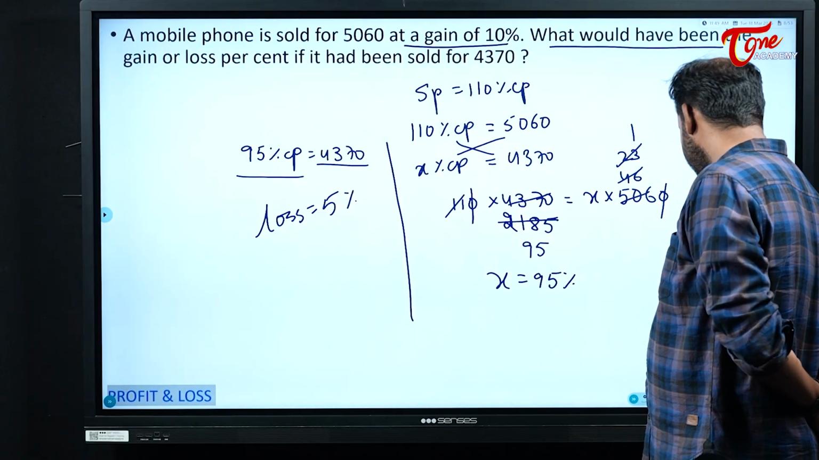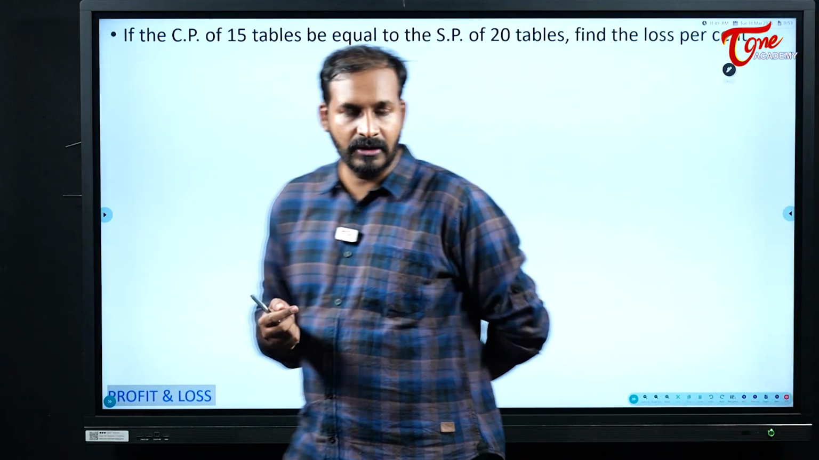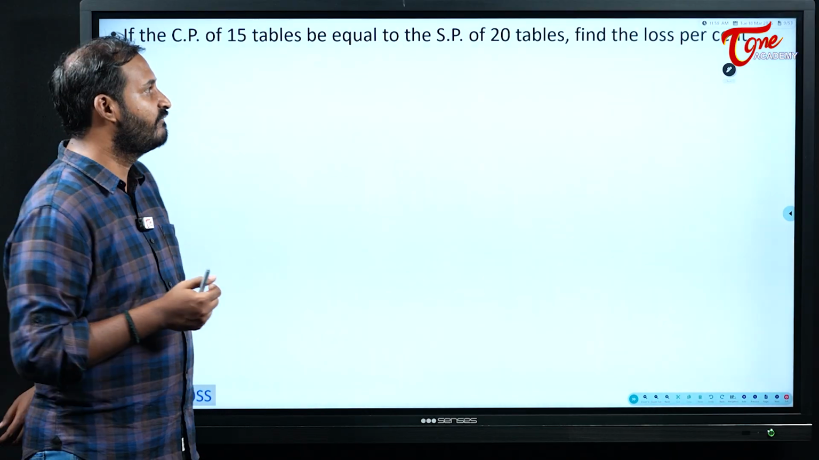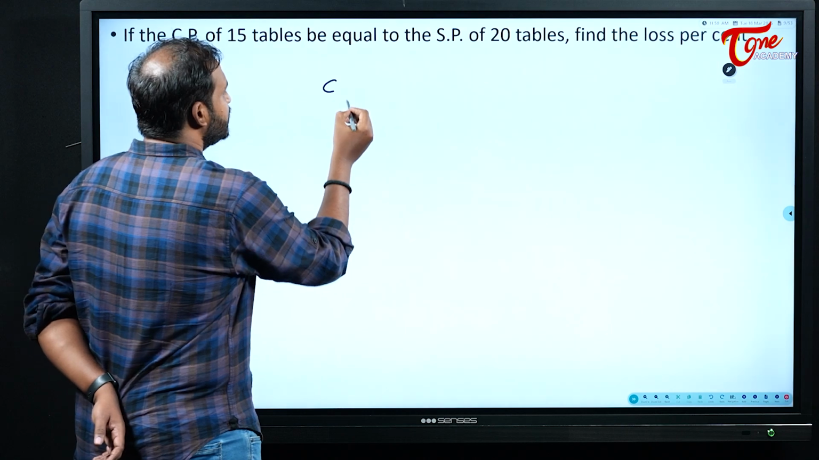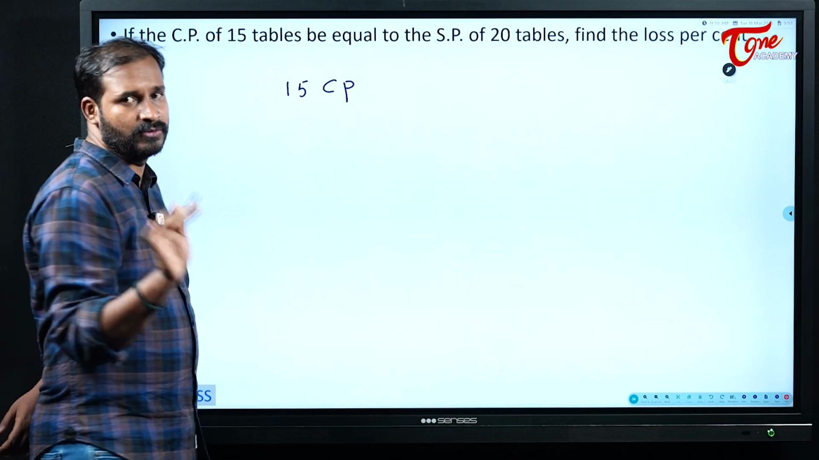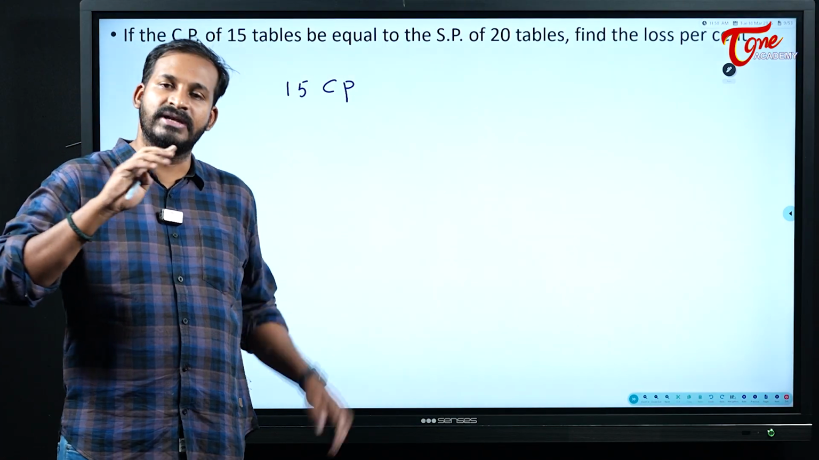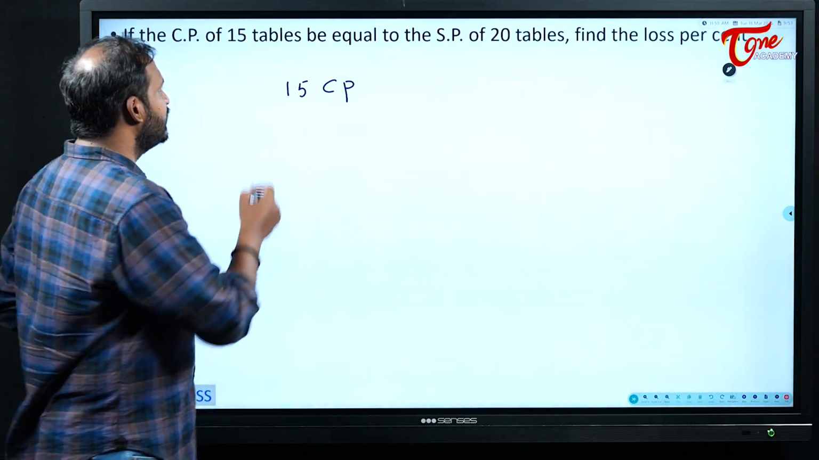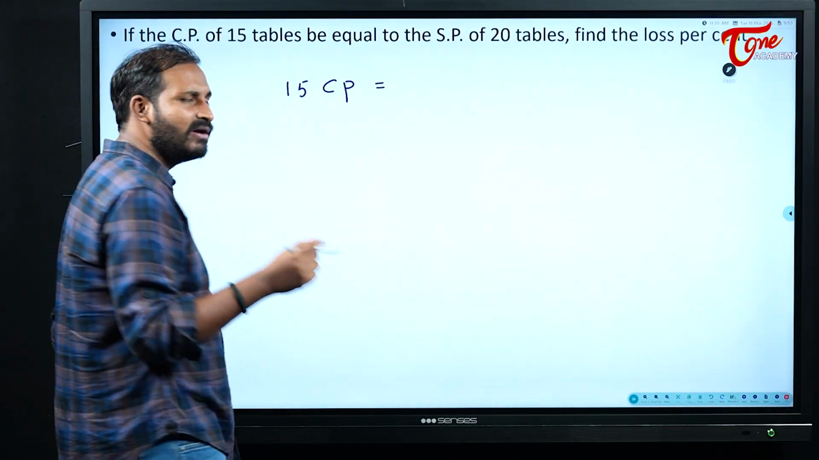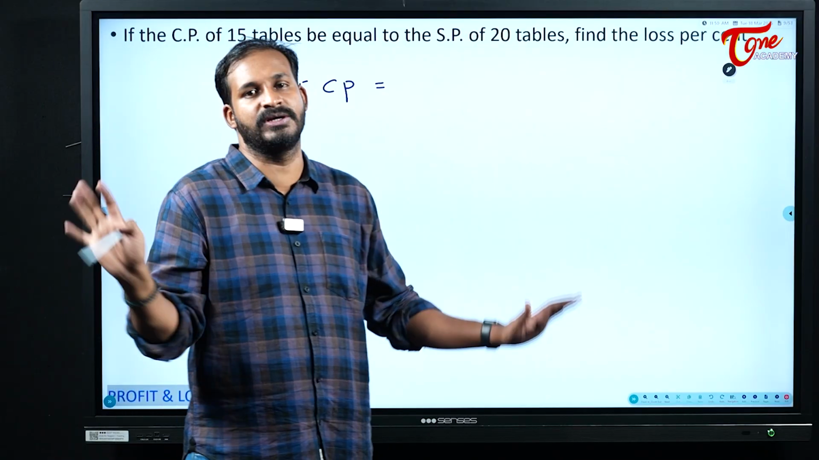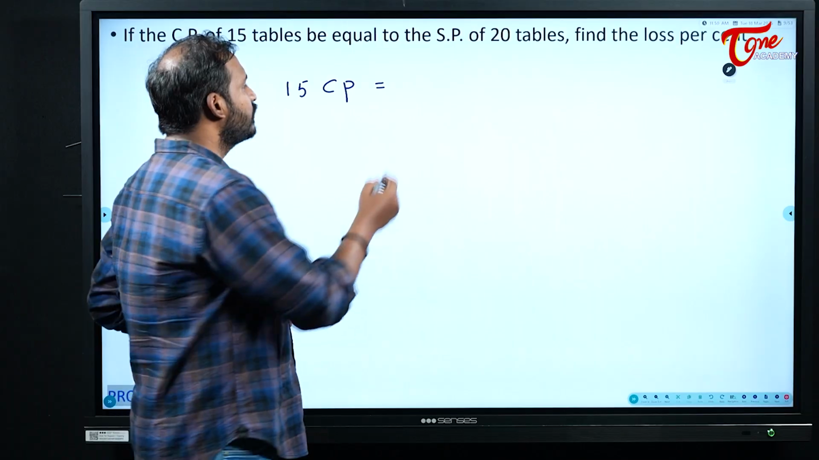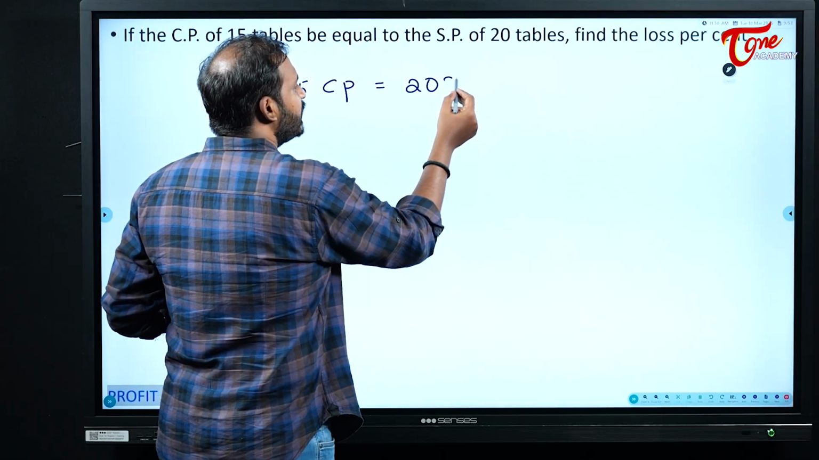Next one. See here, if the CP of 15 tables is equal to the SP of 20 tables, find the loss percentage. That means the CP of 15 tables. I will assume the cost price of one table as CP only. 15 tables' cost price becomes 15 CP. That is equal to, I will assume the selling price of one table as SP only, so 20 tables' selling price will become 20 SP. So 15 CP is equal to 20 SP.